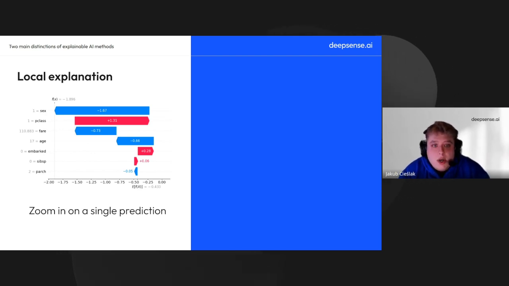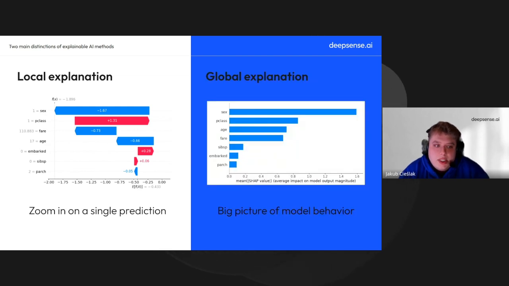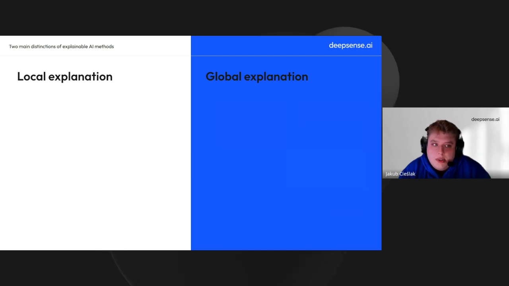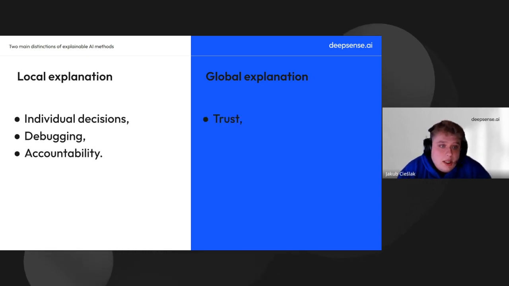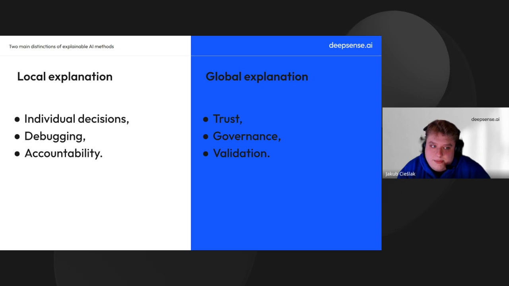We have local explanations that zoom in on a single prediction. They explain why this particular input received this particular output and which features pushed the prediction up or down. On the other hand, we have global explanations. They help us understand how the model behaves overall, and they are looking at the big picture. They answer questions like which features matter the most, what patterns the model has learned during its training. And both are important, but they answer different questions. Local explanations help with individual decisions, debugging, and accountability, while global explanations help with trust, governance, and validation.